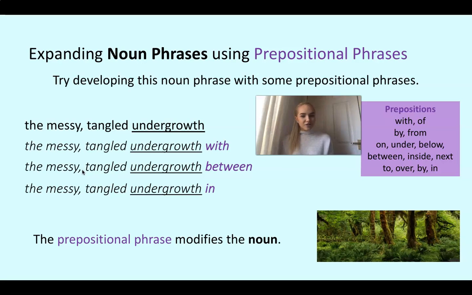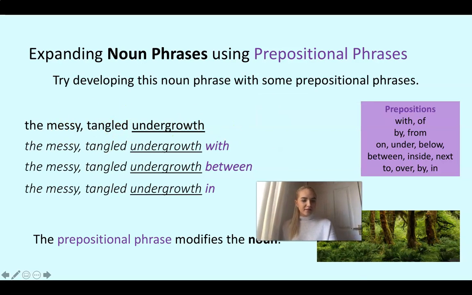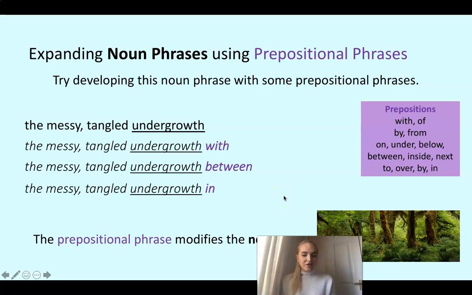Okay, how did you do? Did you complete some excellent prepositional phrases? Remembering some really good adjectives too. I bet you did. Let's have a look at some suggestions then. So the messy, tangled undergrowth with spiky green thorns. So they're not just thorns. They're not just green thorns, they are spiky green thorns.